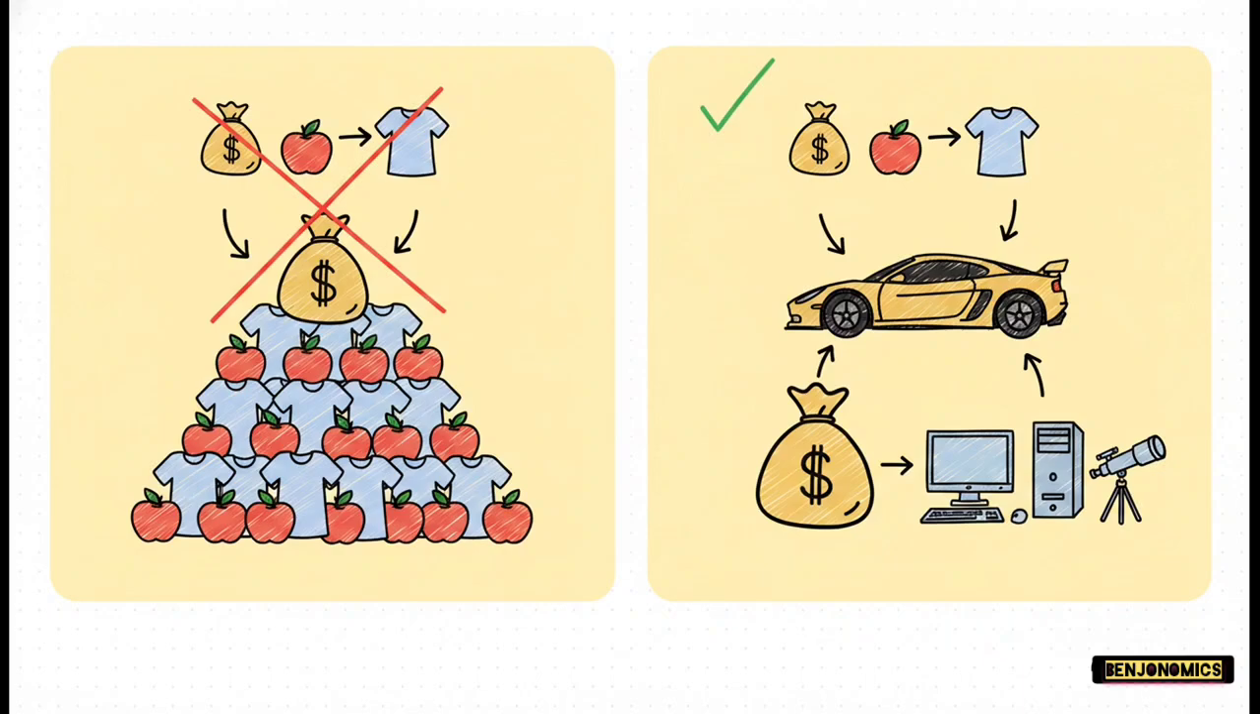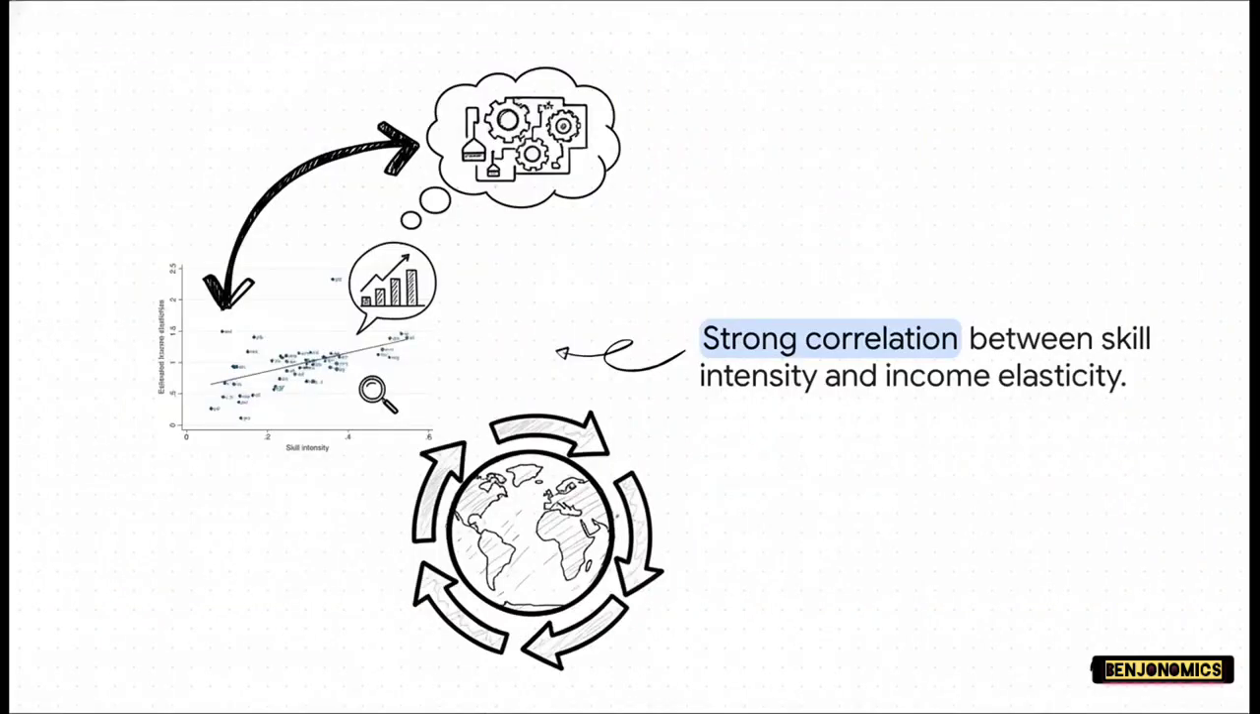Preferences are actually non-homothetic. As populations get wealthier, their consumption habits change dramatically. A rich country doesn't just buy more of the exact same basic goods a poor country buys. They buy entirely different, high-value, skill-intensive goods. And here is our smoking gun on the demand side. Researchers found a strong 45% positive correlation between a good's skill intensity and its income elasticity.